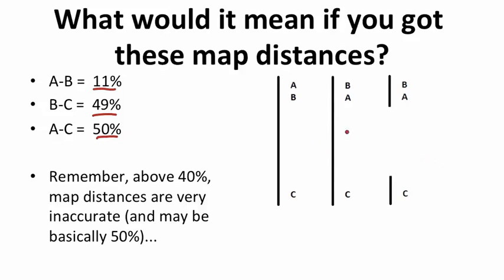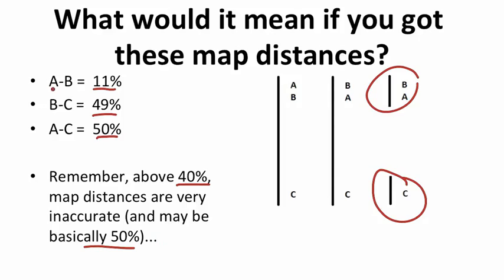It could also mean they are on different chromosomes. So you could have this, where this is on one chromosome, this is on another chromosome. You could have this, or you could even have this other order. Basically, one point I just want to toss out there for you is that above about 40%, map distances are very inaccurate, and basically 50%. So I wouldn't ever trust, when you're determining an order of genes, any map distance you see that's more than 40%, because at that point you really just have no information.